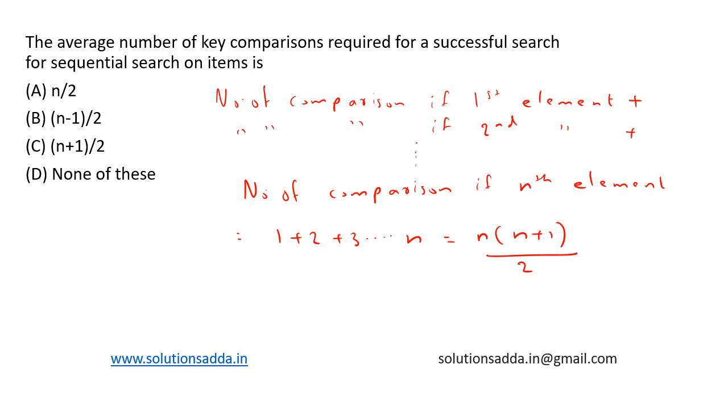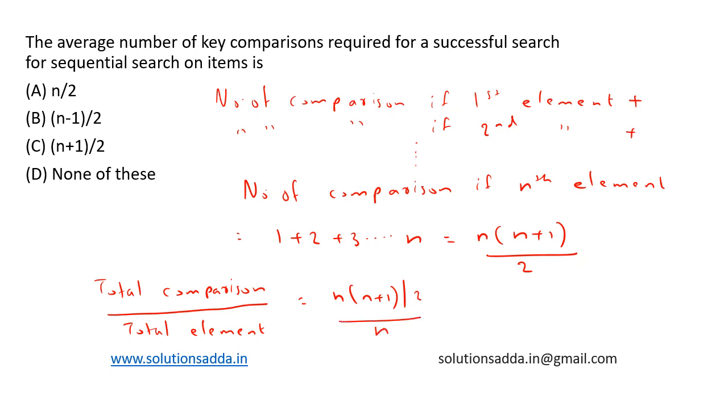So the average comparison will be total comparisons divided by total elements, which is equal to n into n plus 1 by 2 the whole divided by n. Cutting this n and n, we get n plus 1 by 2. So based on the options, option C, n plus 1 by 2 is the correct answer here.